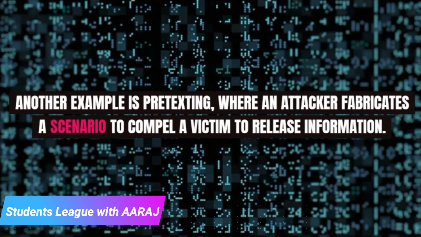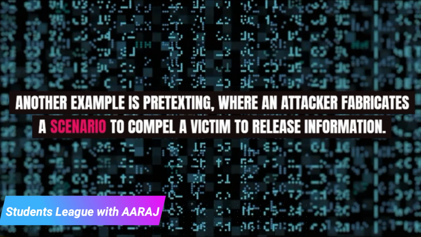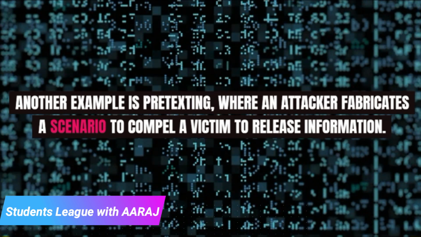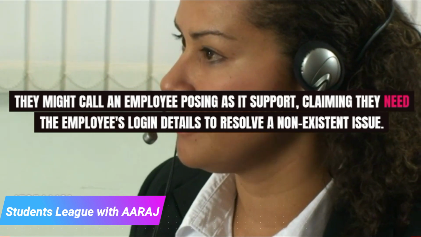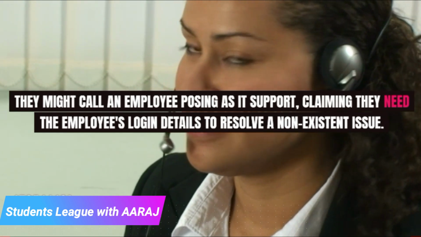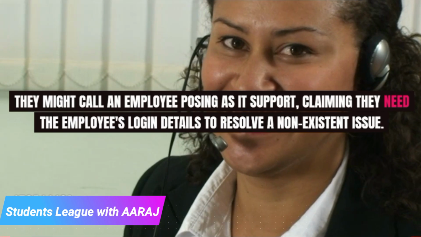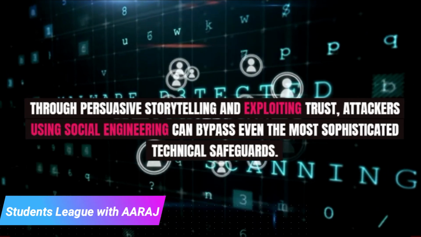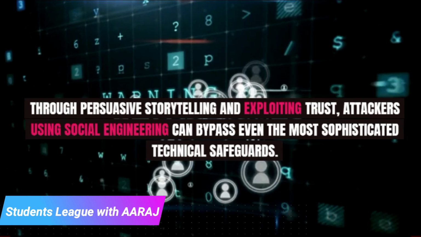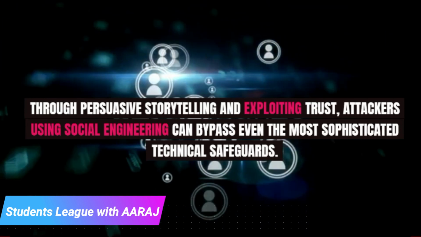Another example is pretexting, where an attacker fabricates a scenario to compel a victim to release information. They might call an employee posing as IT support, claiming they need the employee's login details to resolve a non-existent issue. Through persuasive storytelling and exploiting trust, attackers using social engineering can bypass even the most sophisticated technical safeguards.